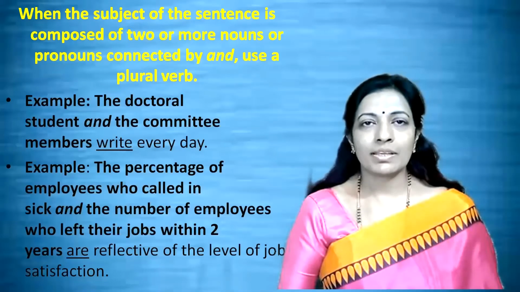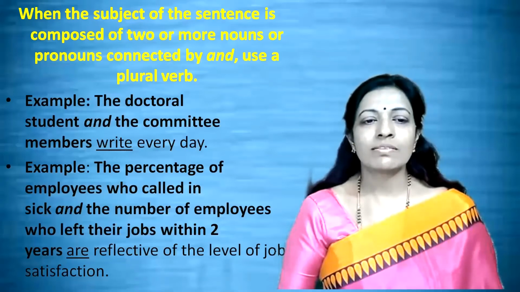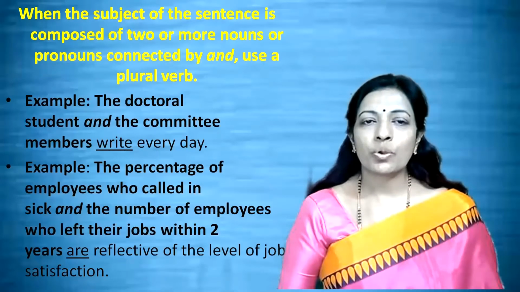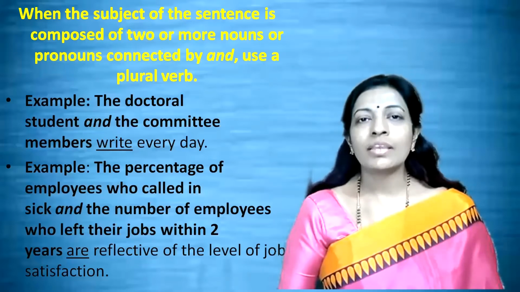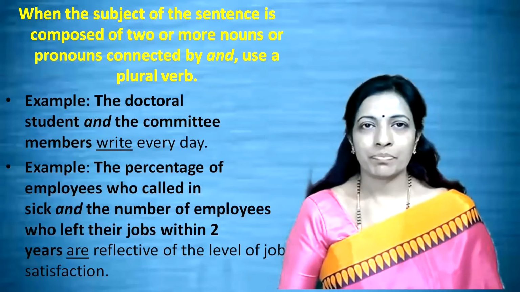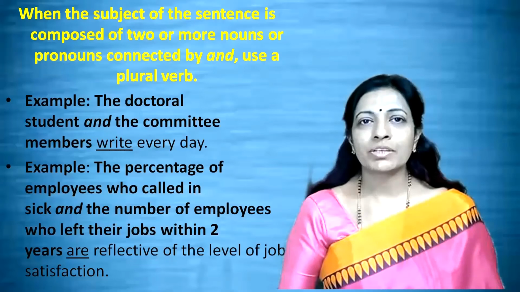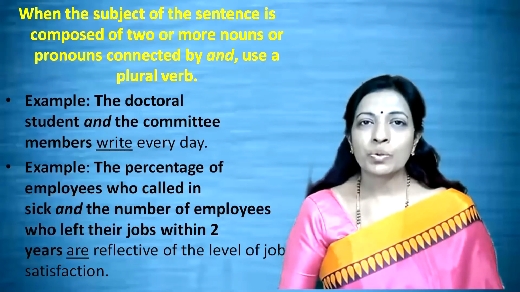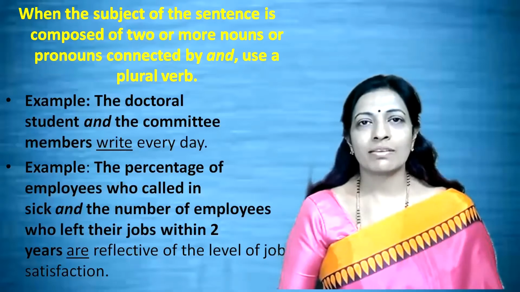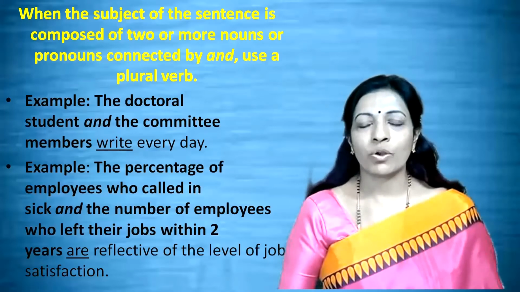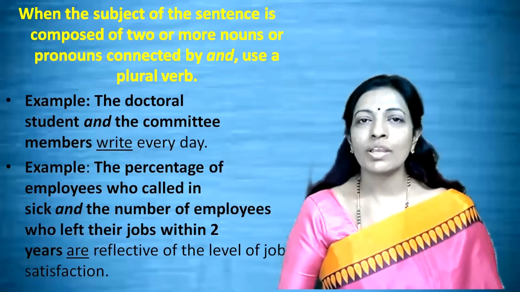Another rule to remember is that when the subject of the sentence is composed of two or more nouns or pronouns which are connected by the word and, then we need to use a plural verb. That is, if the subject of the sentence consists of two different subjects and both are connected by the word and, then it has to be considered as a plural subject and we need to use a plural verb. That is a verb which is not followed by or which does not end with s or es.